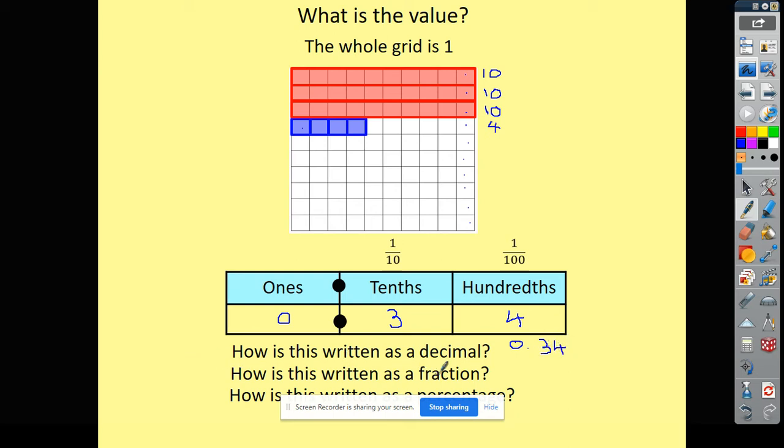Now it's also asking us to write this as a fraction. Now we can use our place value knowledge to help us write this. So we're going to look at the last digit. So we're going to look at this 4 here. What column is that in? What value is it? Well, it's hundredths. It's in the hundredths column. This is worth 4 hundredths.